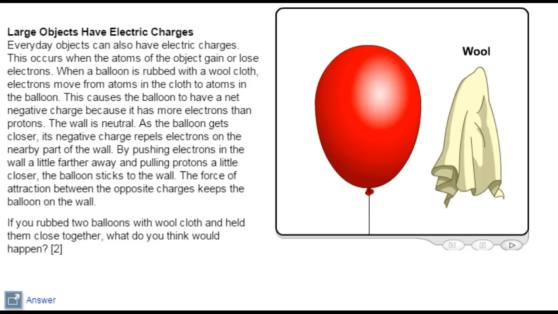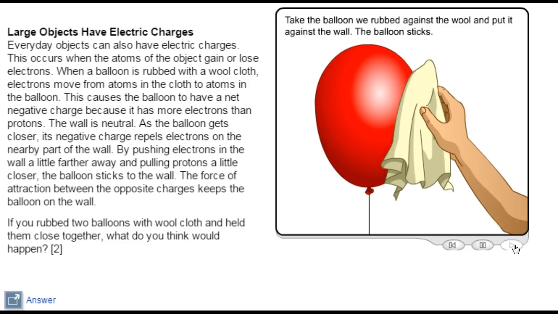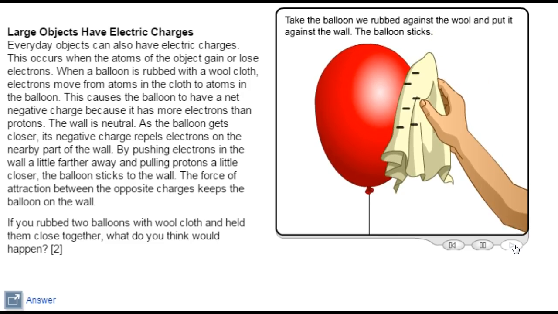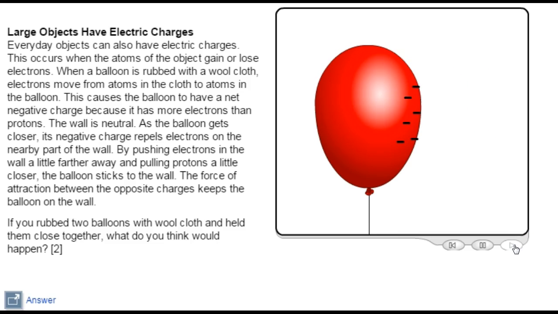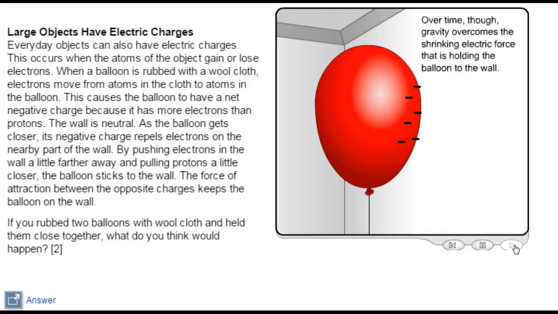Everyday objects can also have electric charges. This occurs when atoms of the object gain or lose electrons. When a balloon is rubbed with a piece of wool cloth, electrons move from the atoms in the cloth to the atoms in the balloon. This causes the balloon to have a net negative charge because it has more electrons than protons.